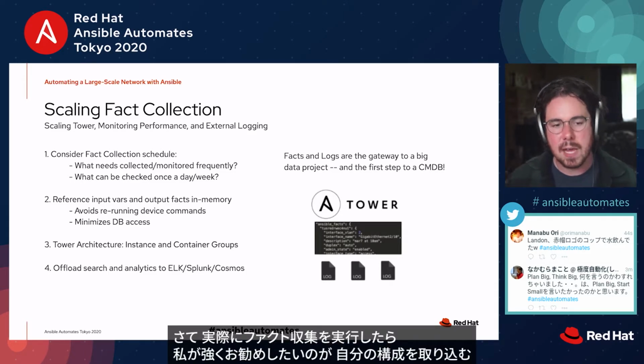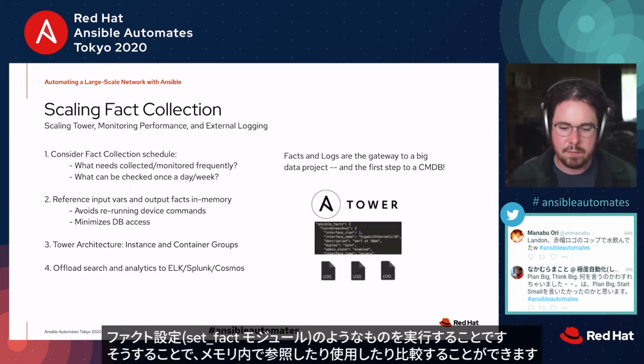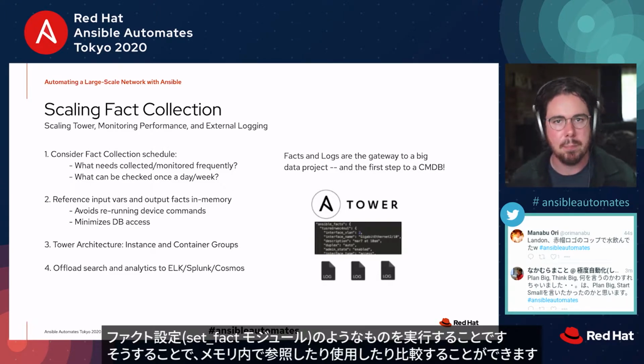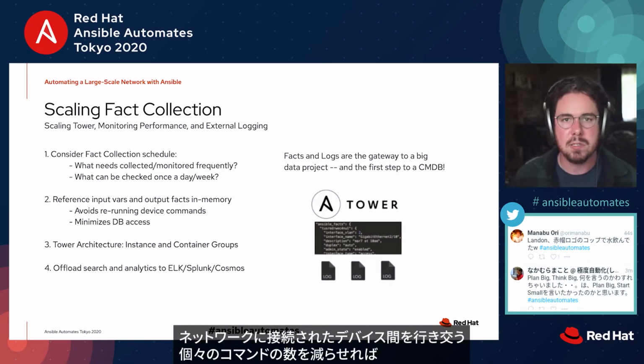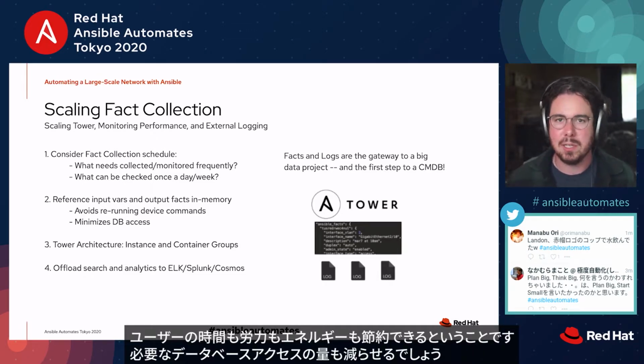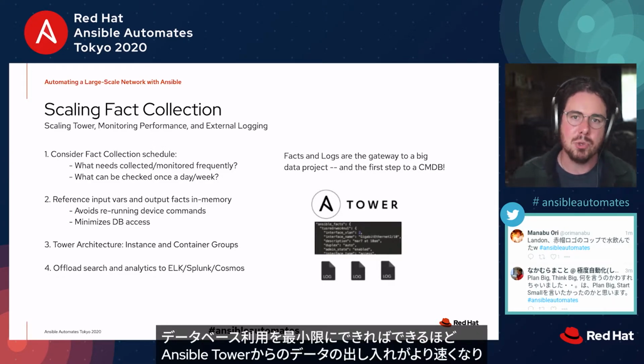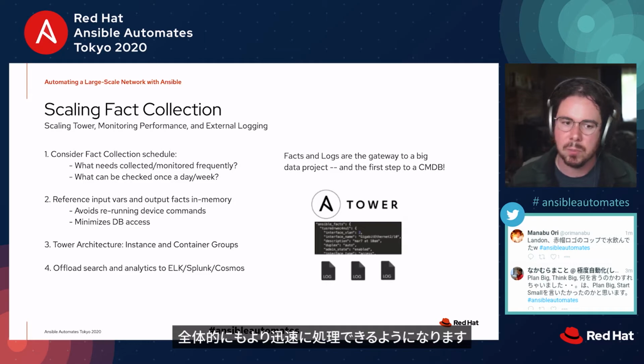Now, once we actually have fact collection running, I highly suggest running a set_fact of some sort that will take parts of your configurations that you can then reference and compare against in memory. The idea being, if you can reduce the number of individual commands that get sent back and forth from Ansible to the network device, back to Ansible, back to the network device, that's going to save you a lot of time and effort and energy. It will also reduce the amount of database access needed. The more you minimize your database usage, the faster you'll be able to get data in and out of Tower.